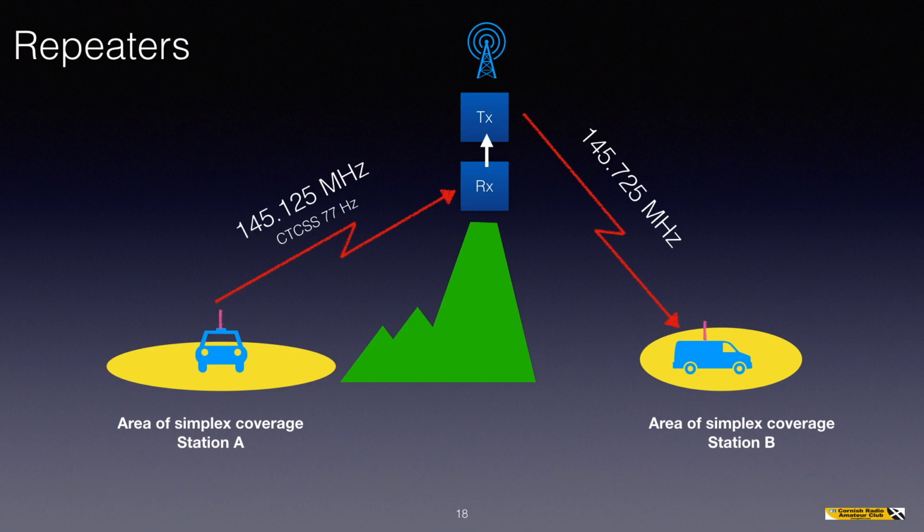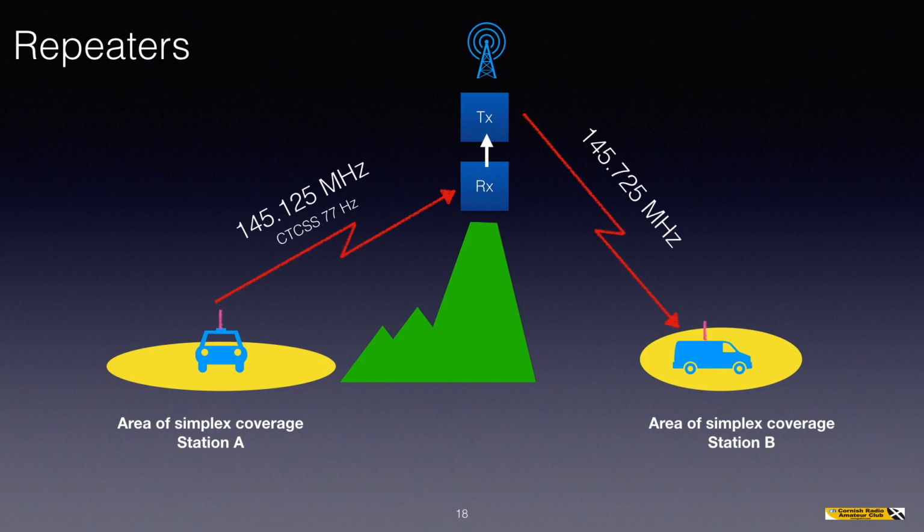And if you're working through a repeater, it's important that you set the controls of your transceiver to listen on 145.725, but transmit on 145.125. That is for the St Austell repeater. Lots of other repeaters exist around the UK and indeed worldwide, and you need to look up the appropriate information for that repeater. So you can see there 145.125.